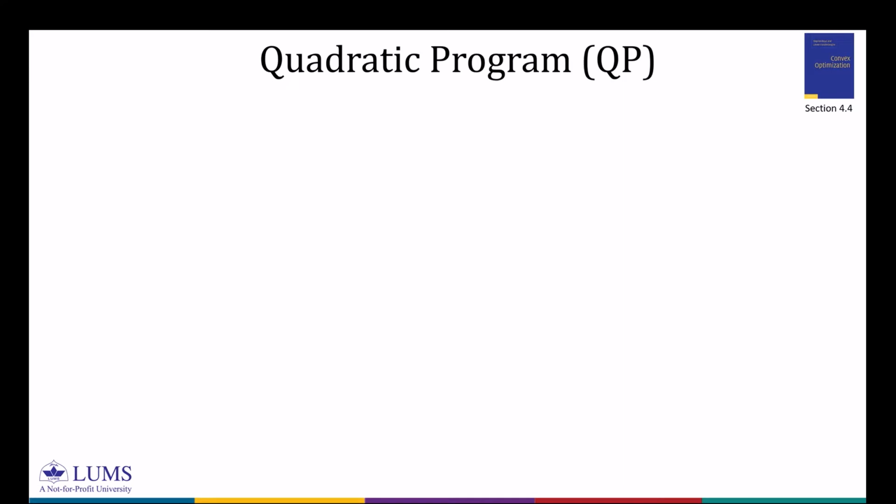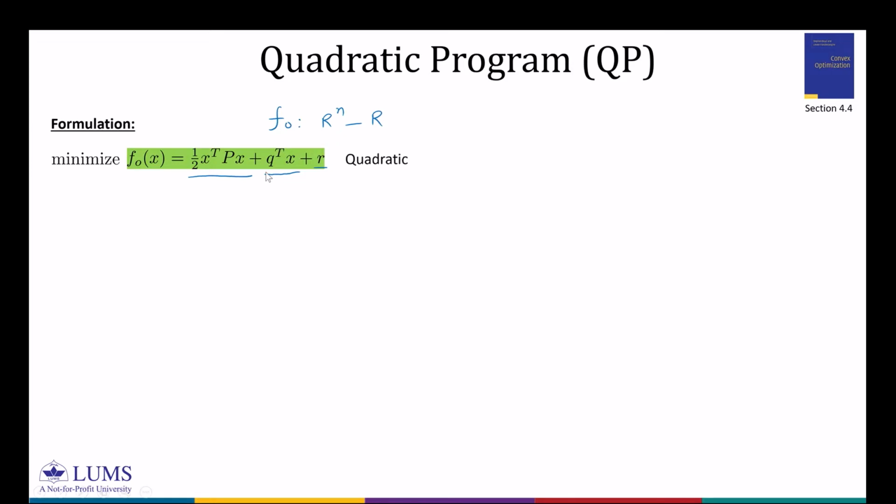So what is a quadratic program? A convex optimization problem is referred to as a quadratic program if the objective function is convex quadratic and the constraint functions are affine. Let's look at the mathematical formulation of a quadratic program. So we want to minimize a quadratic function. So f naught, the objective function, maps from R^n to R, and it has three terms. r is just a scalar, q transpose x is affine, and this term half x transpose P x is a quadratic term, and therefore this f naught is quadratic.